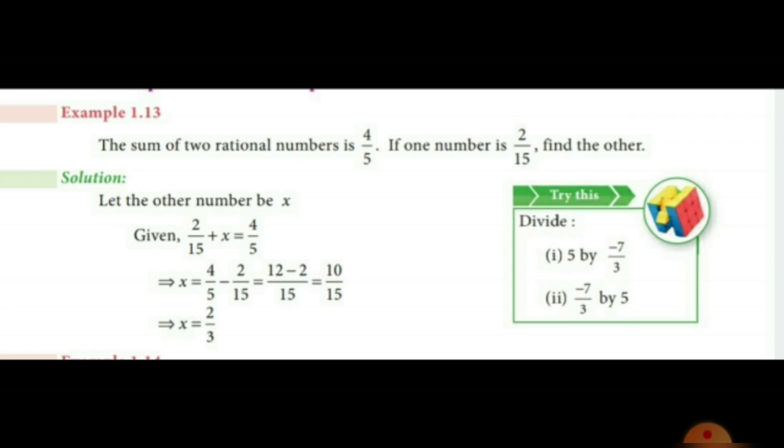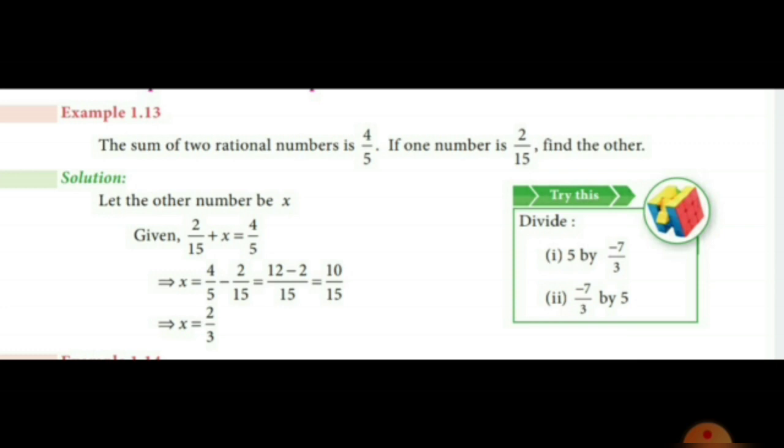So what is given? One number is 2 by 15. So 2 by 15, and we don't know the other number, that one we can take as x, equal to what is the sum? 4 by 5. That one I have written. It is given in your book. So x equal to, we have to find that number. So x equal to, this 2 by 15 goes to the right hand side, plus 2 by 15 means we have to write minus 2 by 15.